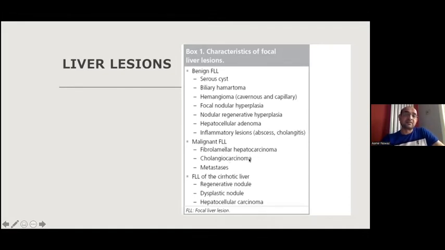These are the primary liver tumor and metastasis. It can be from colorectal, it can be from breast, and some cirrhotic livers can give the appearance of a liver lesion, like a regenerative nodule, dysplastic nodule, or hepatocellular carcinoma. Hepatocellular carcinoma can even happen in a non-cirrhotic liver. So these are the liver lesions you have to remember. Just try to memorize this table, it will be enough.